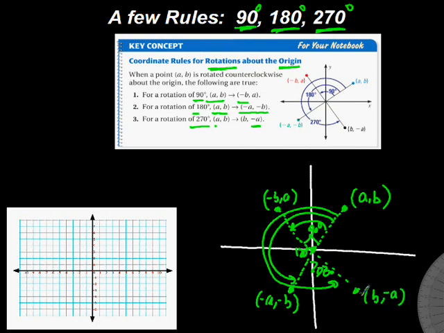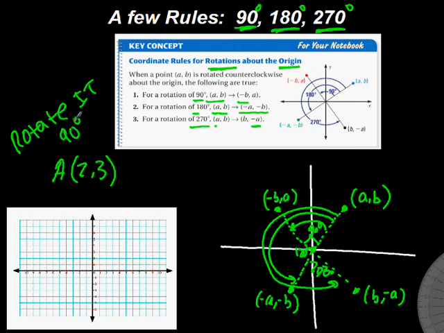So let's say I have some point A, and it's (2, 3). We want to rotate it 90 degrees about the origin. Well, we know that going 90 degrees is (negative B, A). So let's plot the point. A prime is going to end up being, we're switching, (negative 2, 3).